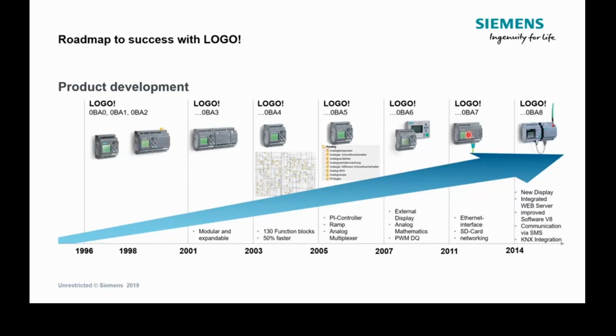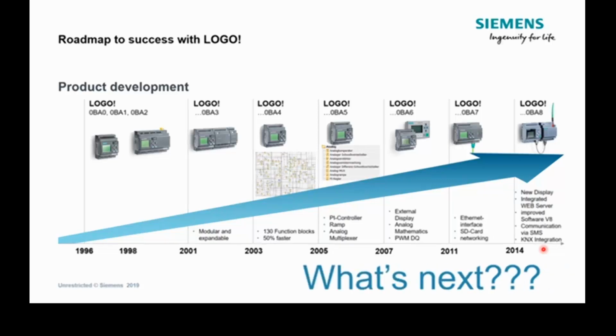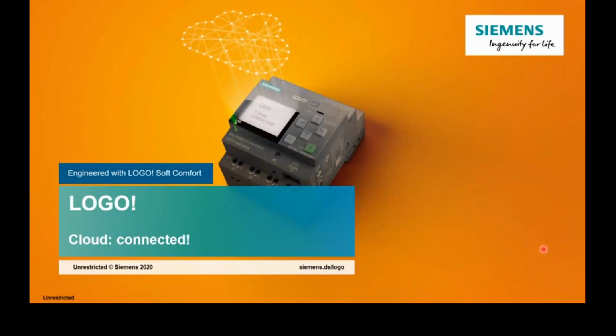We then introduced Ethernet that gave us networking capabilities to broaden the distributed architecture of a logo installation. And then we see where we are at the current day with the logo version 8. It has the new display with the backlight colors, the integrated web servers and web pages we've just been looking at. We've got the new software with its improvements around networking and usability, and we've got capabilities to communicate via text messages, emails, and across KNX networks. So a real continual development stream all the way through the product life cycle, and that really leaves the question with what's next. And that's where we bring the logo to the cloud.